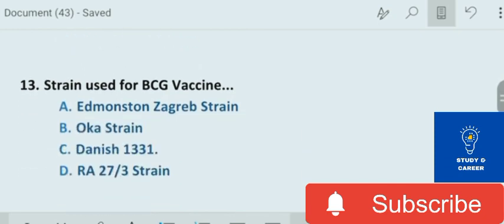13th, strain used for BCG vaccine is A. Edmonton Zagreb strain, B. Oka strain, C. Danish 1331, D. RA27/3 strain. So the right answer is Danish 1331 for BCG vaccine strain used.